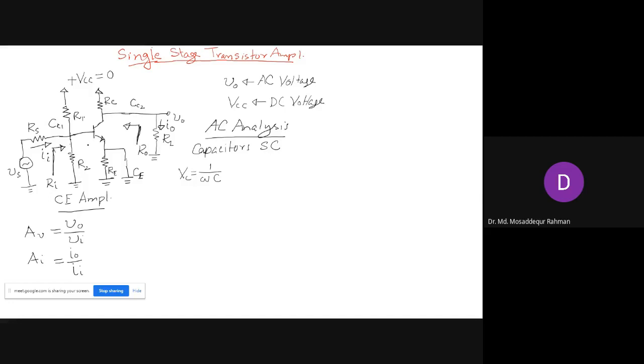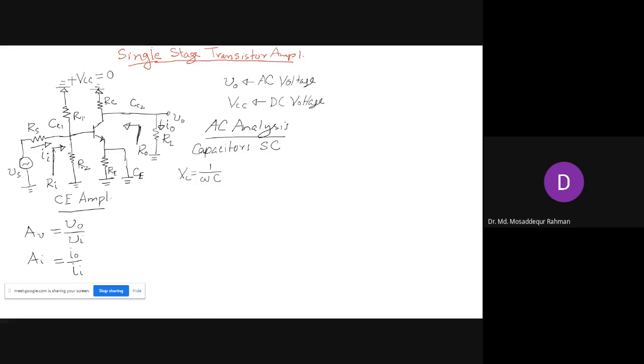AC currents and voltages. There is no DC voltage. Now the circuit is ready for AC analysis. Once you set the DC voltage here to 0, 0 volt means ground, right? So it is connected to ground basically when you set VCC to 0. So we connect these terminals to ground.